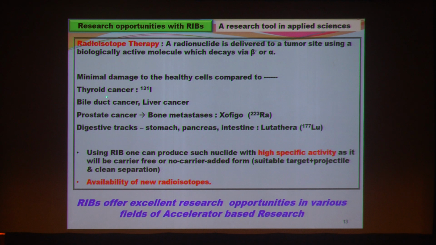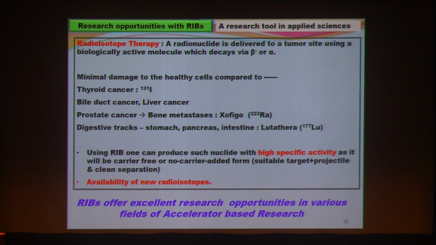Now, for example, for thyroid cancer, this is the isotope. There are isotopes which are used for bile duct cancer, liver cancer. For prostate cancer, which ultimately can lead to bone metastasis, the isotope which is actually used is 223 radium, and the commercial name is Xofigo. Then for digestive tracts of stomach, pancreas, intestine, etc., the typical isotope is 177 lutetium. The commercial name is Lutathera.